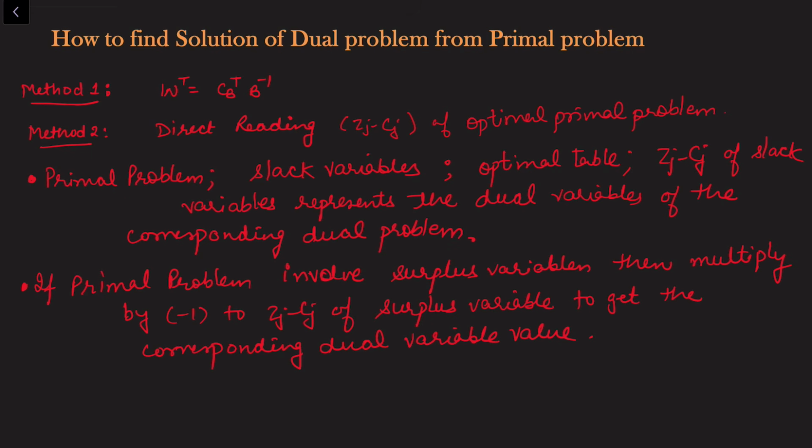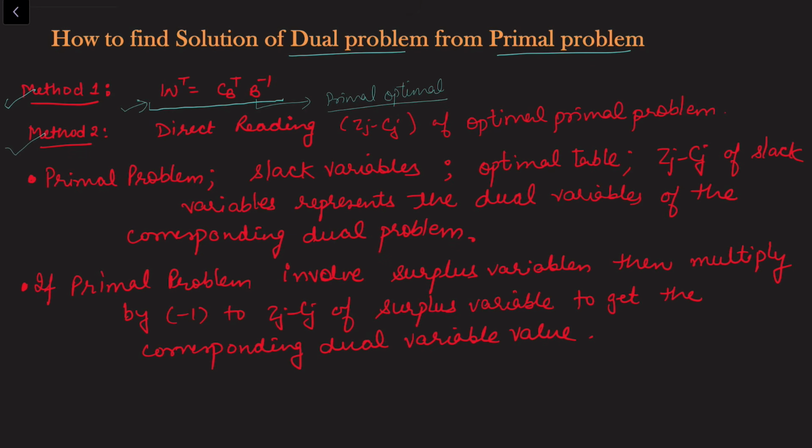This is my second video on how to find the solution of a dual problem from a primal problem. In my last video, we talked about the first method, where we find the dual variable using CB transpose into B inverse. These are the values that we get from the primal optimal simplex table. Once we get this from the primal optimal table, we can find the corresponding dual optimal value.